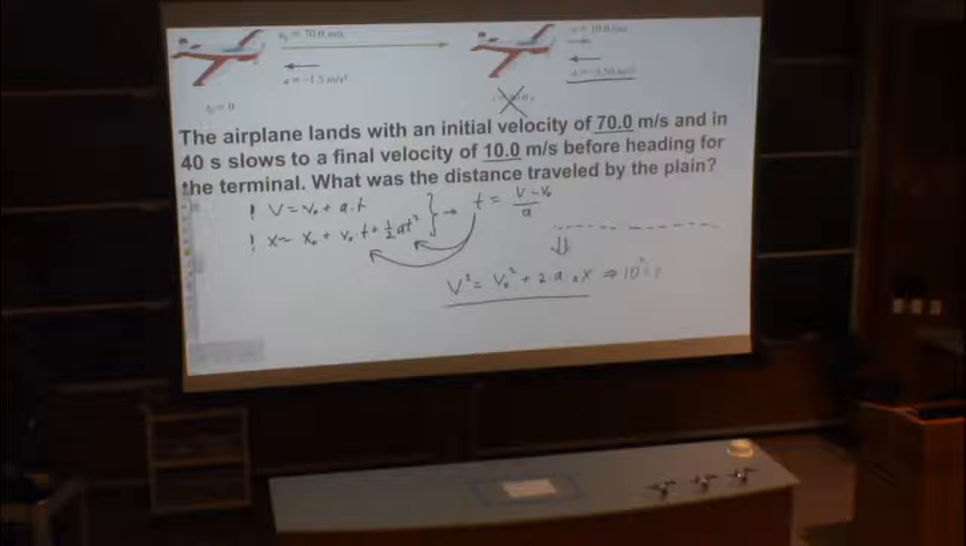Has to be equal to 70 squared plus 2 times acceleration, negative, times that distance traveled. And now, again, you can solve it for... Just use a calculator and do it. I'm not going to do that because I want to go through another example. Any questions on this part?